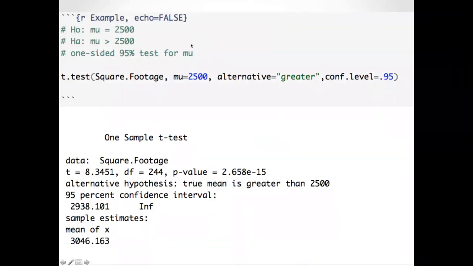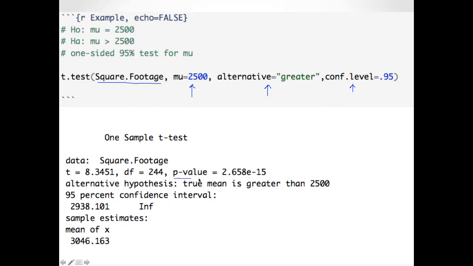Notice we have our hypothesis statement given once more for reference as we look through the function below, t-test, with the variable name as the first argument, the average of interest for this particular test given, mu equal 2,500. The third argument being what is the alternative hypothesis, and in this case, we are testing greater than. And finally, our confidence level is 95% expressed in decimal form. Below, you see the results of running this test.